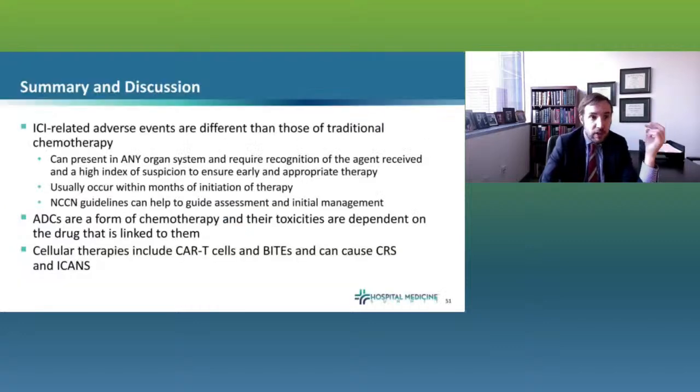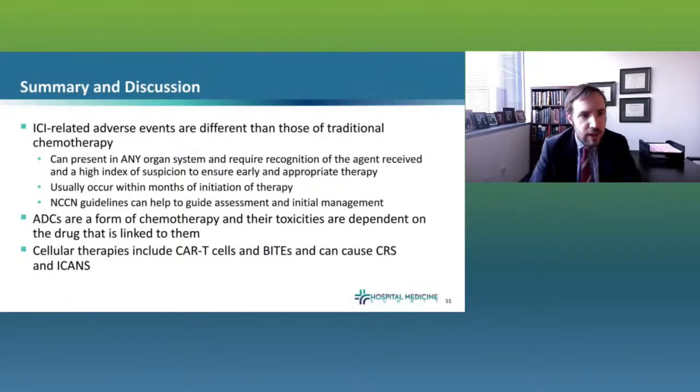So, summary of everything we talked about. We know that these immune checkpoint inhibitors, PD-1, PD-L1, CTLA-4, Keytruda, Opdivo, tislelizumab, they all can have adverse events, and these are very different than the traditional chemotherapy. As we mentioned, they can present in any organ system. Again, my old adage is anything that can have the suffix itis appended to it can be involved in these related events: dermatitis, hepatitis, colitis, pneumonitis, etc. And it requires recognition of the agent received and high index of suspicion to ensure early and appropriate therapy.